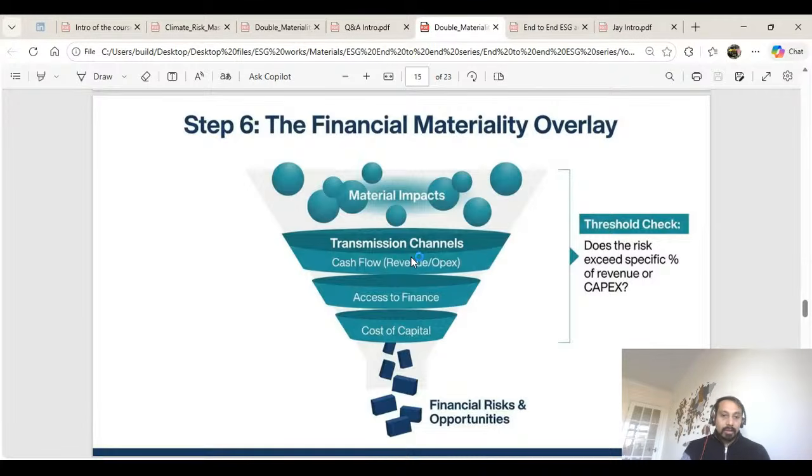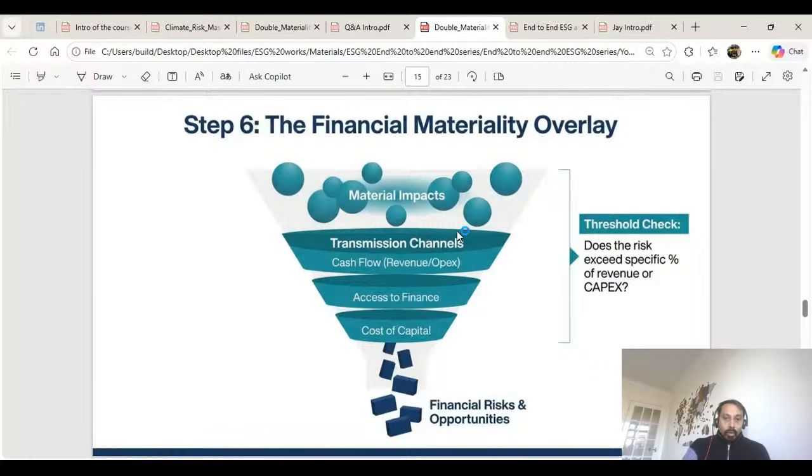Poor working conditions can happen today, and overall the staff shortage comes later on. So that is the reality of this whole financial materiality overlay, and for that you have to understand the financial risk and opportunity. That is why the double materiality assessment needs to be done before working on the physical risk and transition risk of the climate.